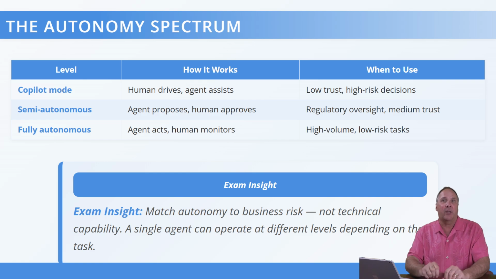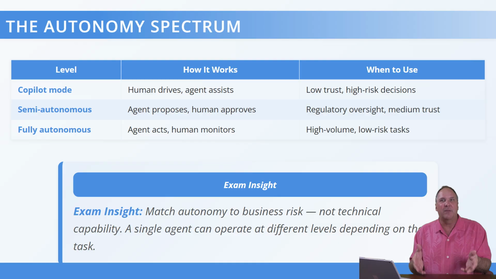And then there's fully autonomous. The agent acts on its own. The human monitors but doesn't approve every action. This works for high volume, low risk tasks, like routing support tickets to the right queue or answering routine questions like, what's my account balance? The agent handles thousands of these daily issues, and a human reviews exceptions after the fact.